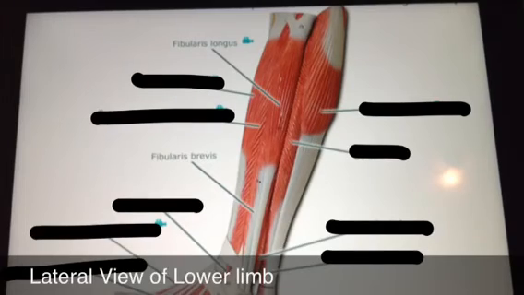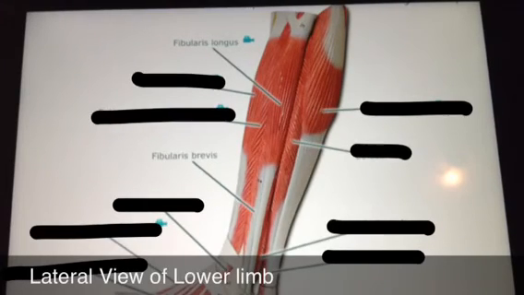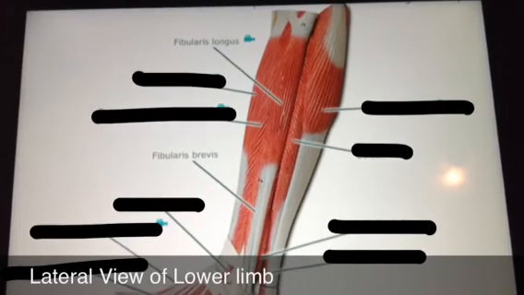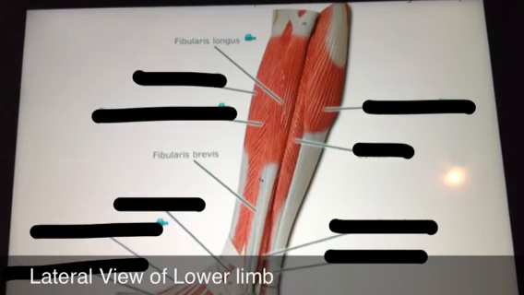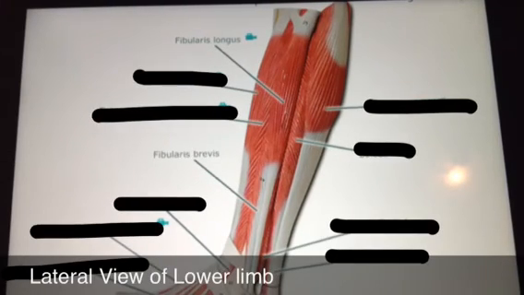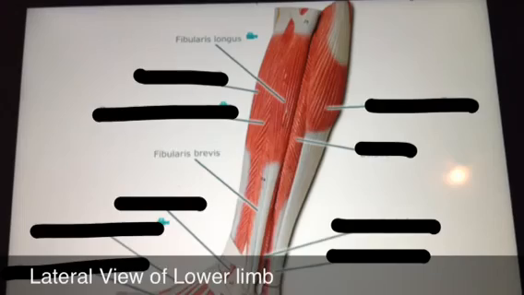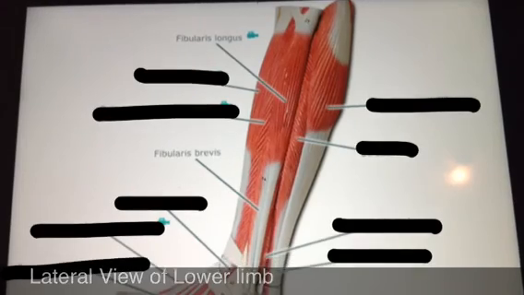On the lateral view of the lower limb, we'll start with the fibularis brevis, which is inferior to the fibularis longus. The origin is the lateral side of the fibula. The insertion is a tuberosity on the lateral side of the fifth metatarsal. The action of the fibularis brevis is that it plantar flexes and everts the foot at the ankle.